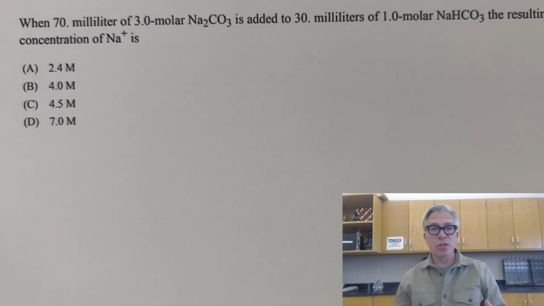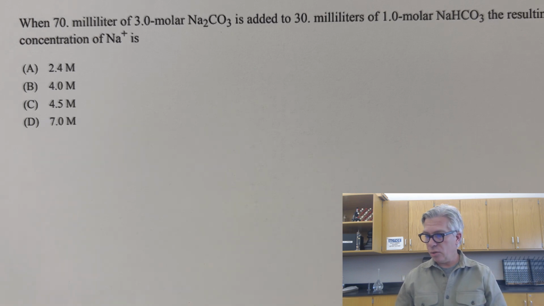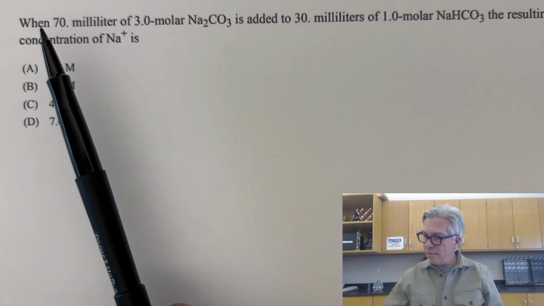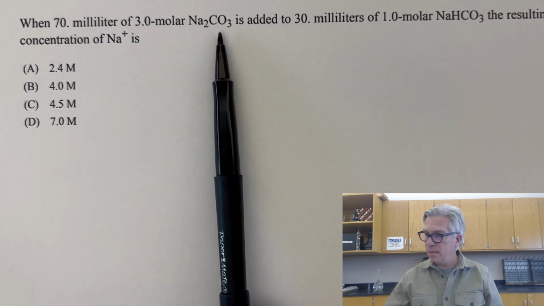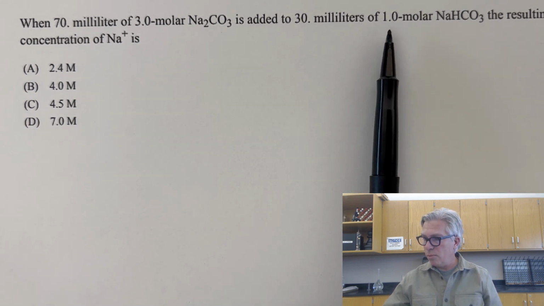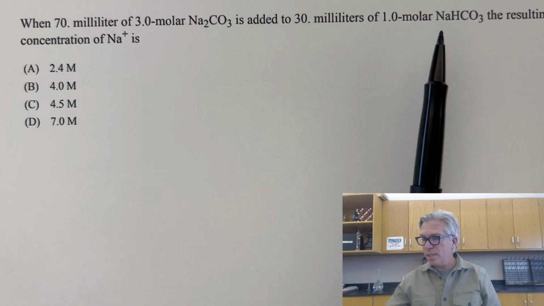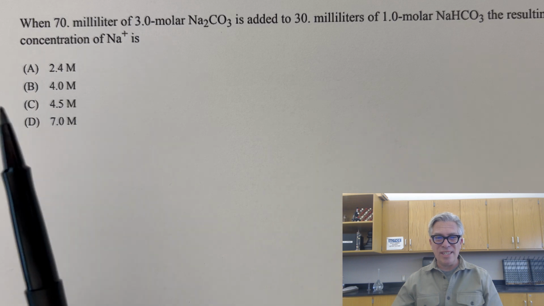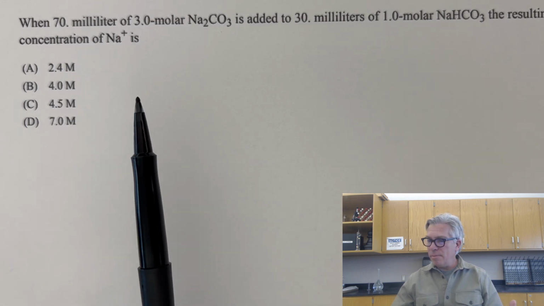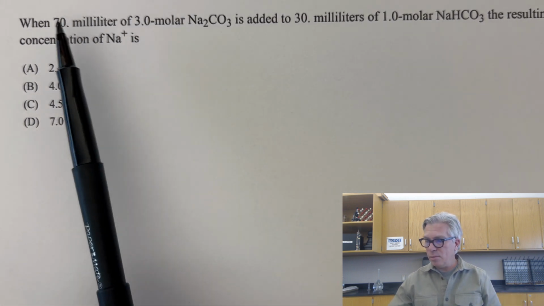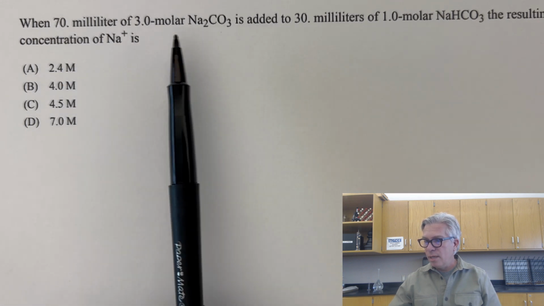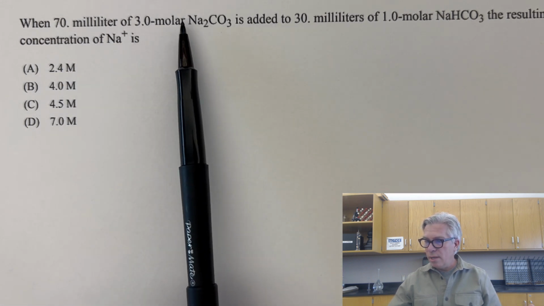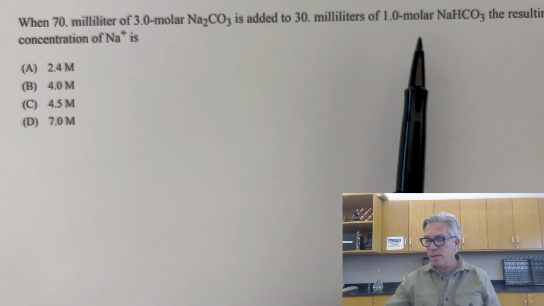And for our last couple of questions, I chose a couple of slightly more challenging ones. You might see this on one of your exams if you're taking a challenging course like AP Chem. When 70 milliliters of 3 molar sodium carbonate is added to 30 milliliters of 1 molar sodium bicarbonate, the resulting concentration of sodium is, and we have our choices there. It gets a little complicated. What happens when this is added to this? The volume changes and the concentration changes, and also this one has 2 sodiums in it, and that one only has 1 sodium in it.